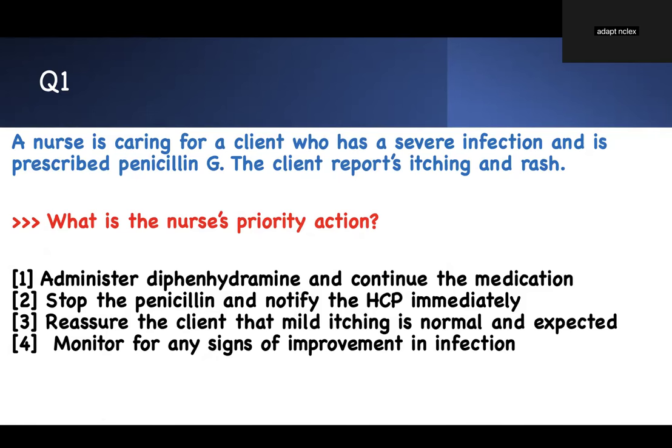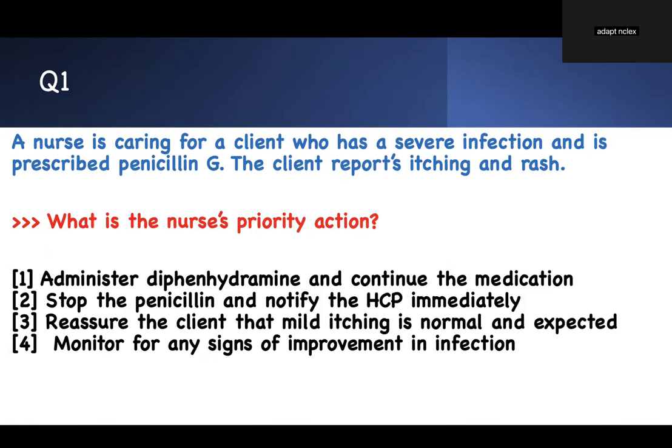One says, give the patient diphenhydramine and continue the medication. Two says, stop the penicillin and let the doctor know. Three says, reassure the patient that itching is normal. Don't worry about it. Monitor for any signs of improvement. Number four is what? You don't do anything. So take it out. Then one, two and three, think about it. Use your critical thinking. Use your test-taking strategy. Use yourself as a nurse. If you are in this situation, at least you've got to do something.